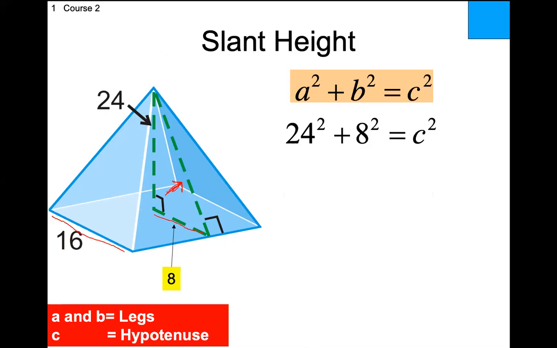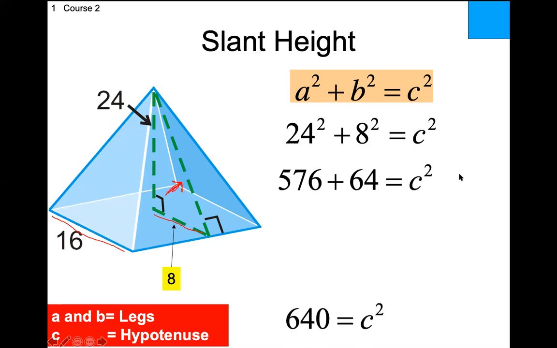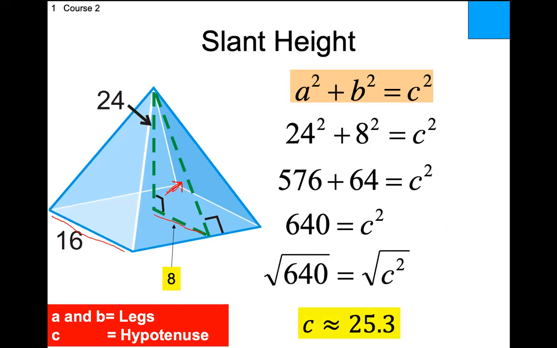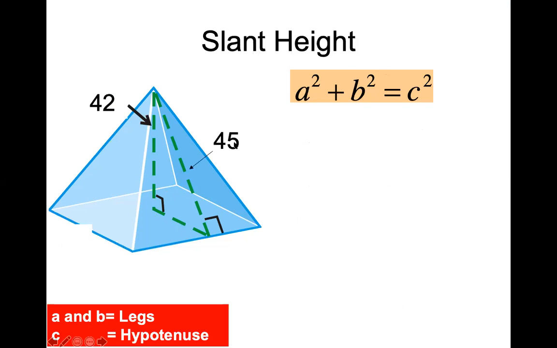We got a calculator. 24 squared is 576. 8 squared is 64. We add those together, and then we take the square root of both of those. Now, this is clearly a calculator problem right here because we don't have that one memorized. I said that we need the first 16 perfect squares, and that one's not one of them. By my calculator, I get about 25.3. Questions? Okay. All right, moving on.